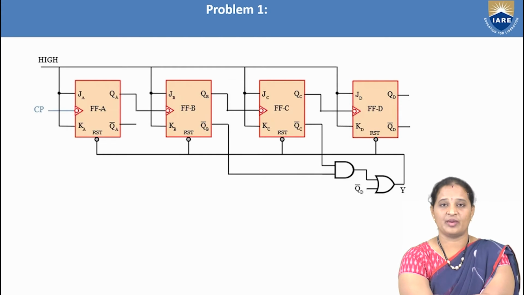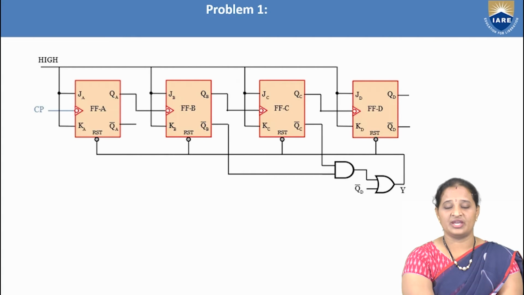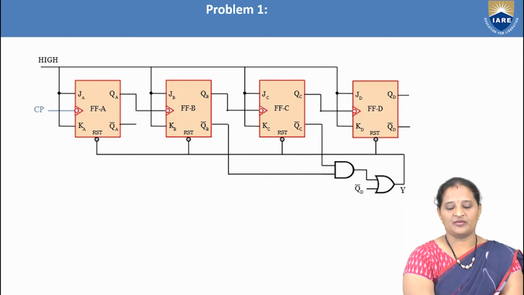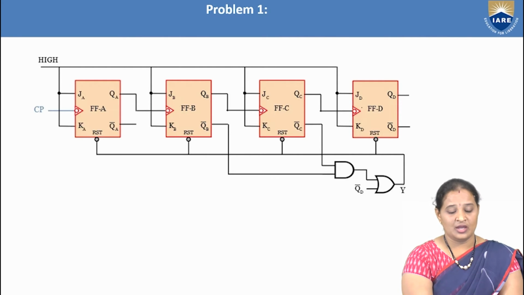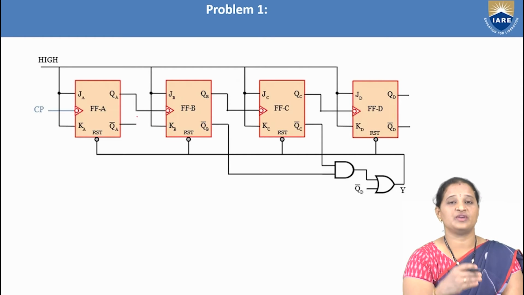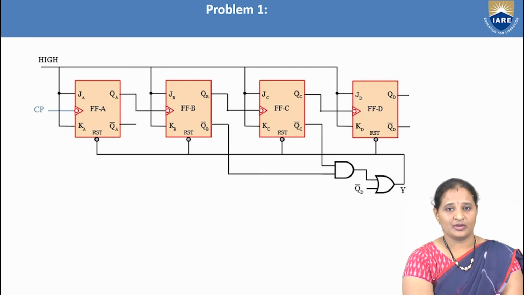And one thing you have to remember, whenever you are drawing an asynchronous counter, all the JK flip-flops inputs are connected to the logic high. Okay. So I'm taking 4 flip-flops here: flip-flop A, B, C, D. So J and K inputs of all the flip-flops are connected to logic high, because we are operating all the flip-flops in the toggle mode.